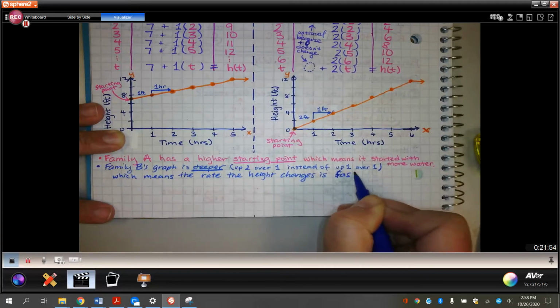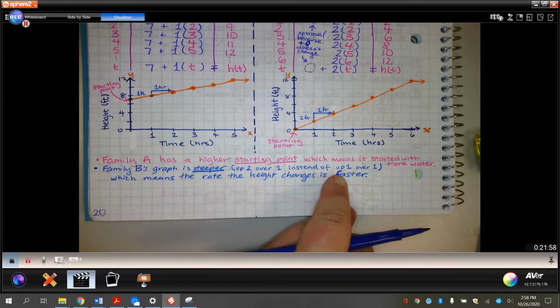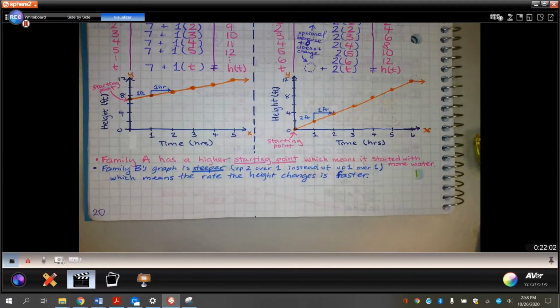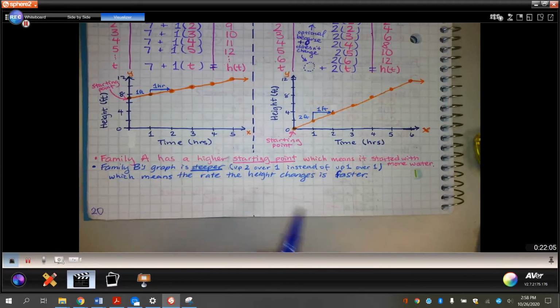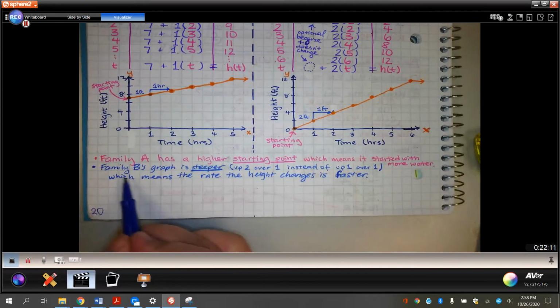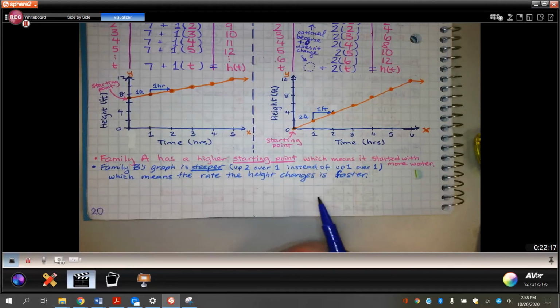Okay, so steeper means faster or more. Less steep would mean slower, right? So both of these you could flip and say the other way. We could have said family B has a lower starting point, which means it had less water to begin with. Here we could say family A's graph is less steep, which means that the rate at which it's filling is slower. So both of these have like 2 ways of phrasing them. Okay.